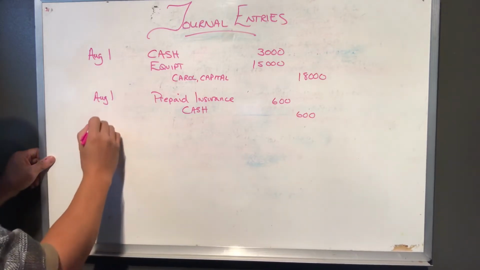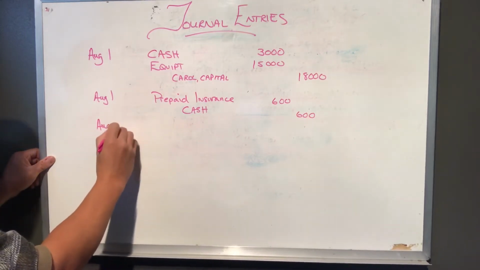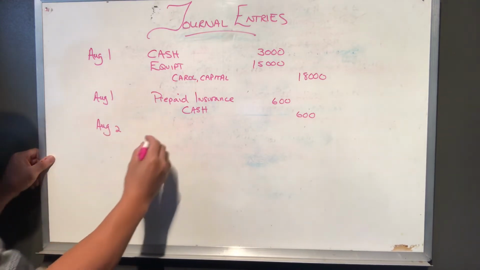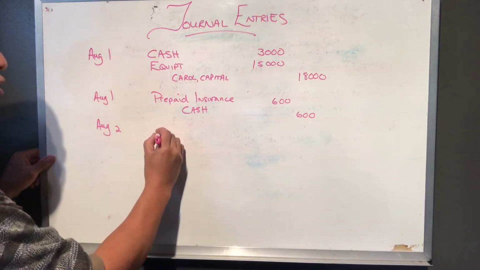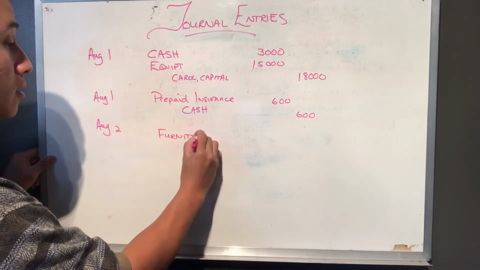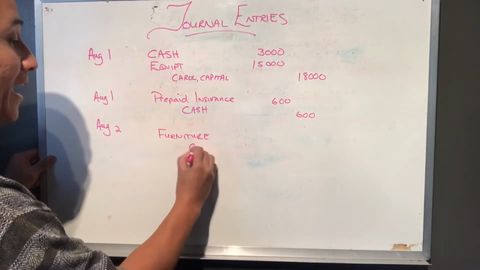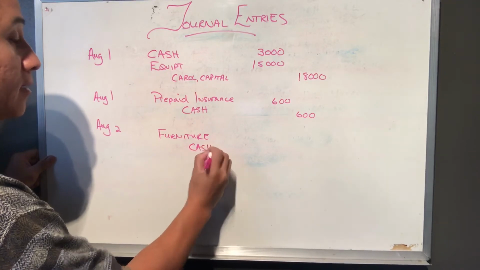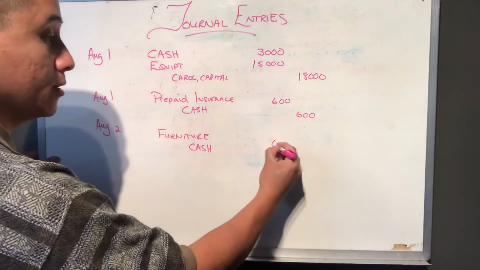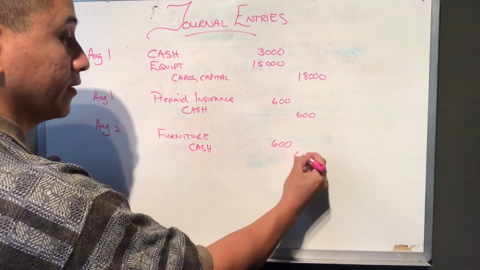Let's say on August 2nd, our friend Carol paid $600 for furniture for the shop. Okay, so let's assume that she paid that using cash. So it would be debit furniture, credit cash. So crediting an asset account like cash, it's reducing it, right? $600.